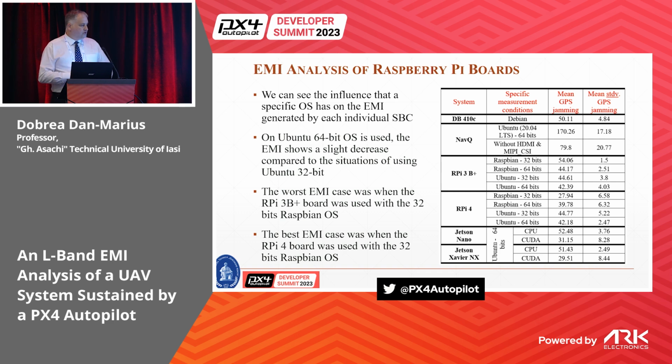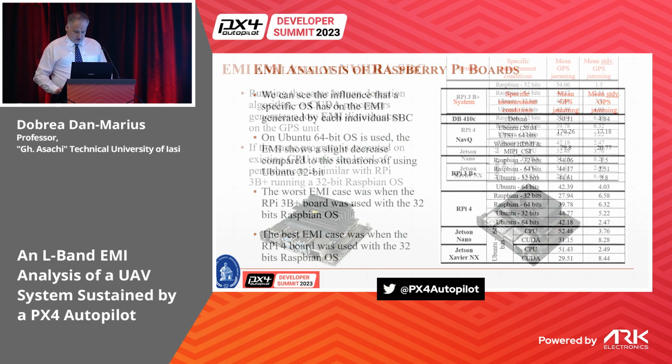And if we go to the worst and the best results, there is another very interesting result you can see here, mainly because when I used the same Raspbian distribution, we got the best EMI results for the Raspberry Pi 4 board. The value was 27, and when we used the same operating system with the Raspberry Pi 3 version, we got 54. And this is, let's say, an interesting situation.